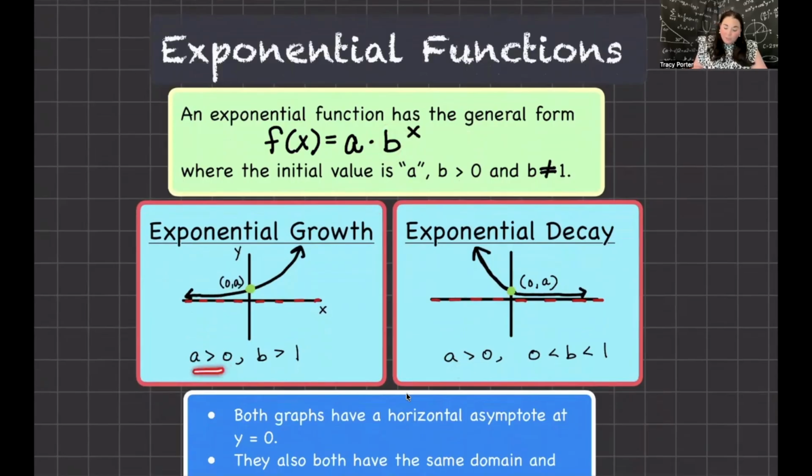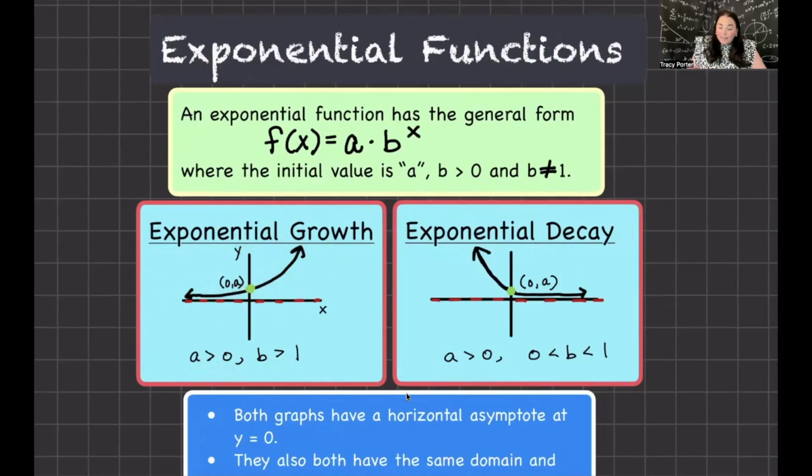So assuming a is positive, then there are two scenarios that can happen for b, which would be called exponential growth, or we can also have a scenario where it's called exponential decay. And that is going to depend on the value of b. So if it's greater than 1, we're going to have a growing exponential. And of course, it could grow steeper or less steep, depending on what that value of a is.